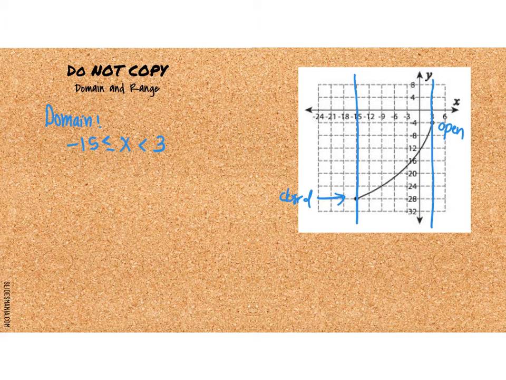Now my range, right? From the lowest to the highest. All right, so again, for my range, negative 28, y, because I'm using my y variable, and it goes all the way up to negative 4. Now because negative 28 is closed, it is less than or equal to, and negative 4 is open, so it's just less than.